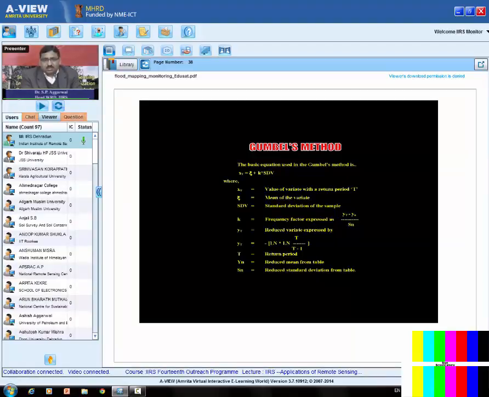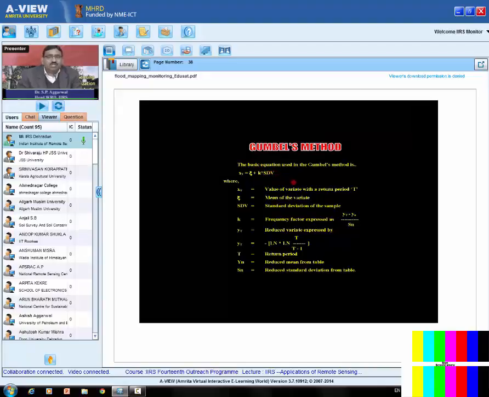You need not worry about this form. Basically, this is the equation which says that the variate x, meaning the depth of the flow in the river, is equal to the mean of the flood events of n years plus the frequency factor times the standard deviation.